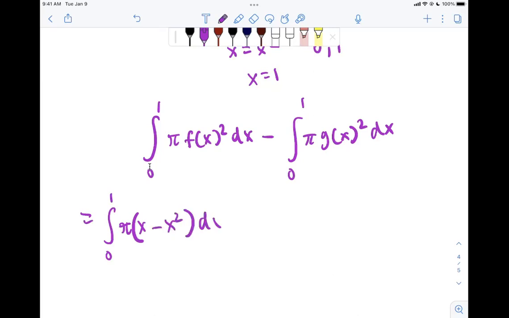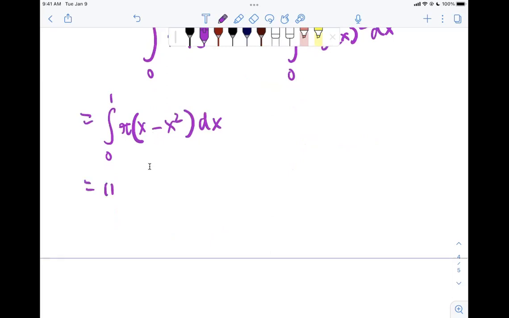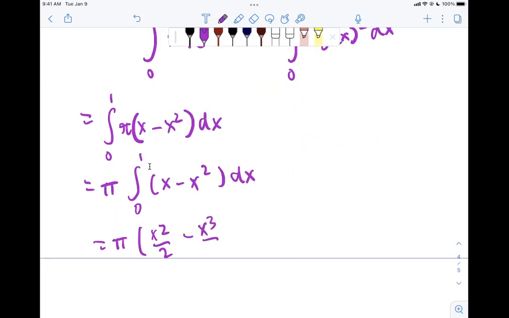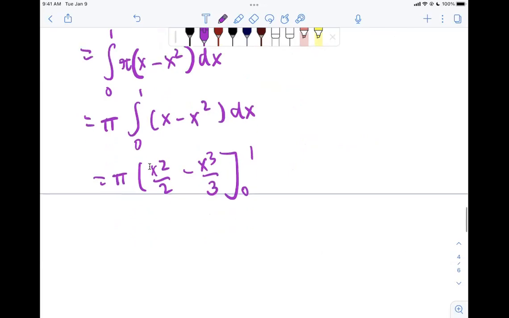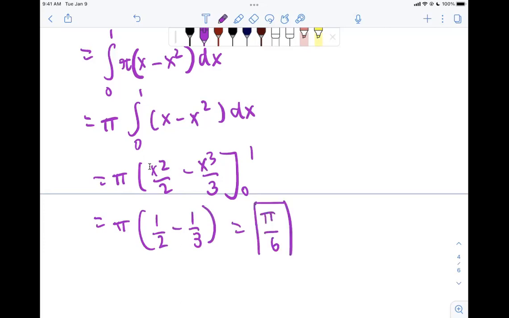dx. And now we can work this out, so that's pi times the integral from 0 to 1 of x minus x squared dx. Which is pi times x squared over 2 minus x cubed over 3, going from 0 to 1. And with 0, of course, this whole thing is 0, so we just need to evaluate at 1. So that's pi times 1/2 minus 1/3, which is pi over 6. And that'll be our volume that's bounded by those two functions.